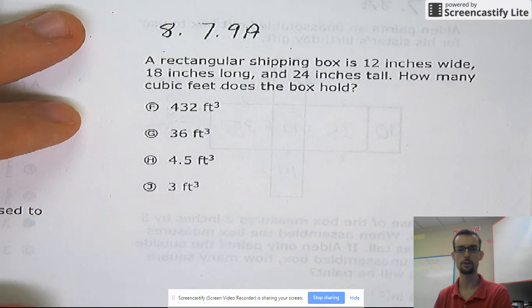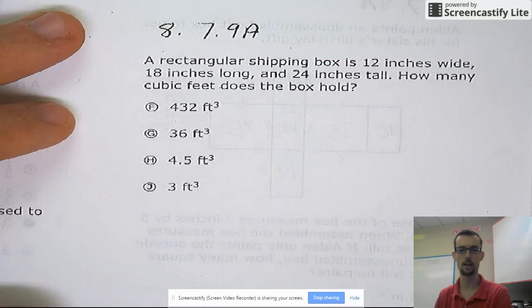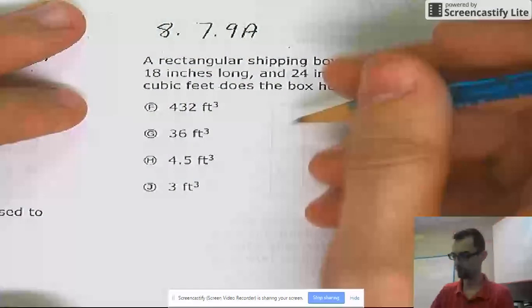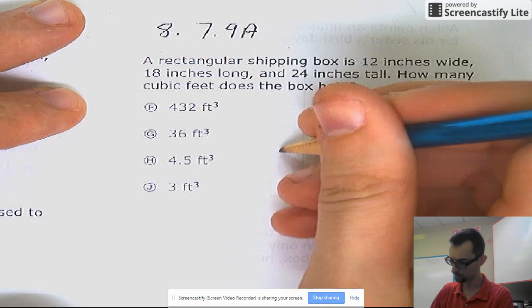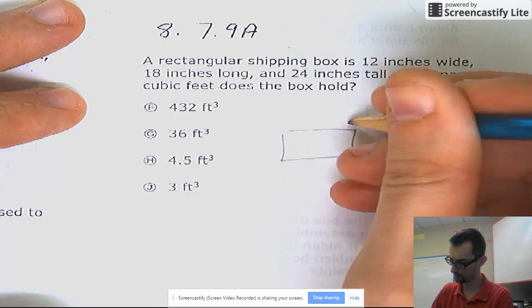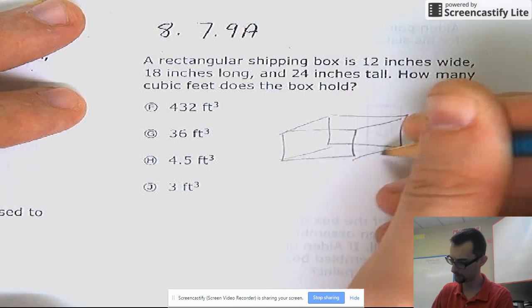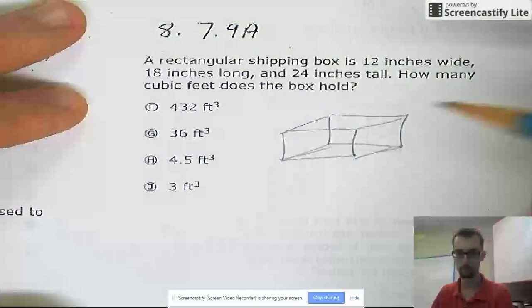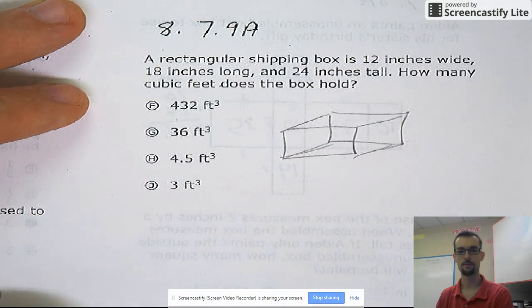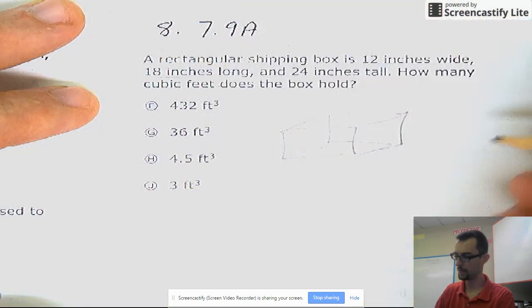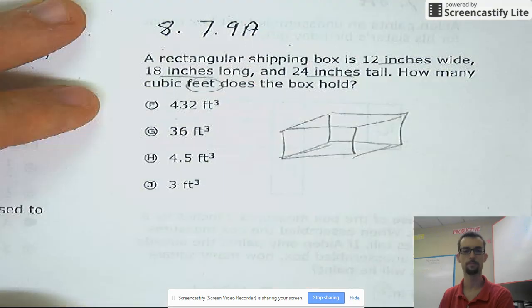Last question. A rectangular shipping box is 12 inches wide, 18 inches long, and 24 inches tall. How many cubic feet does the box hold? So I'm going to draw it real quick, first of all. All right. Here is my shipping box. Now, this one's actually probably the trickiest question on this sheet because of this. It gives us inches, and it asks us for feet.